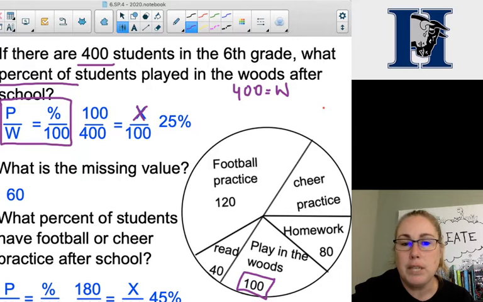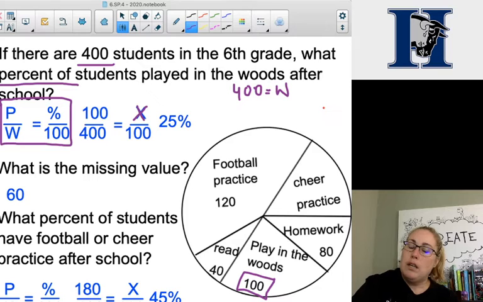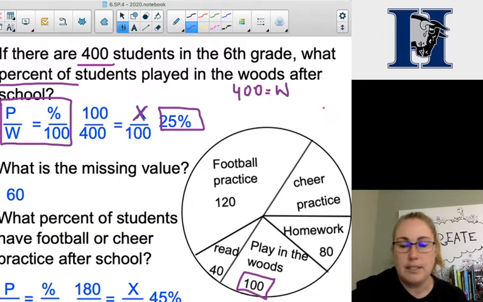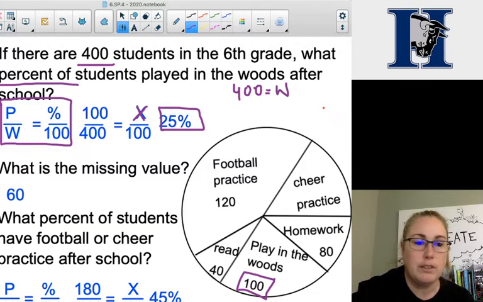100 students played in the woods. So 100 is our part. 100 is the part over 400, the total number of students, equals percent over 100. Cross multiply, isolate your variable, solve, and we have 25%. Yes, boys and girls, you've got it.